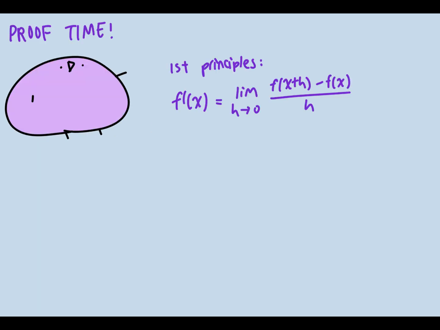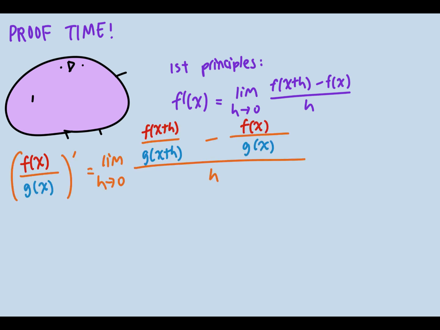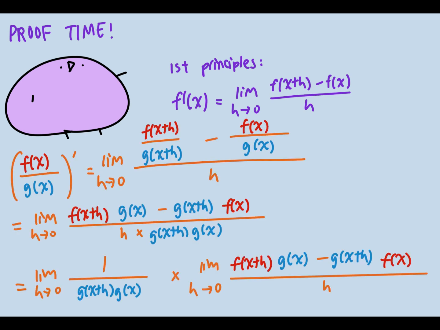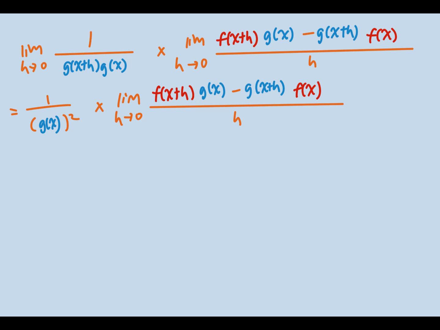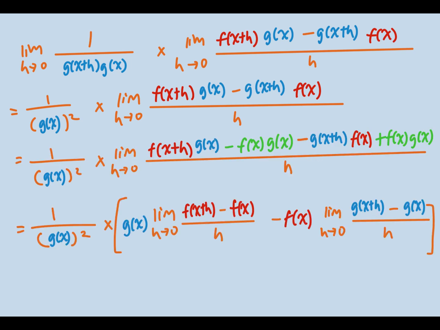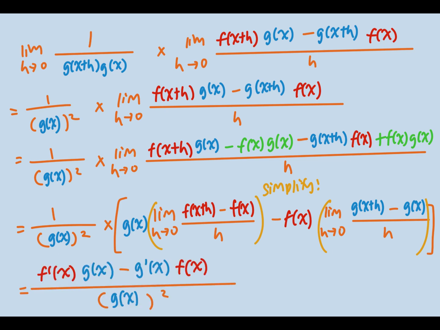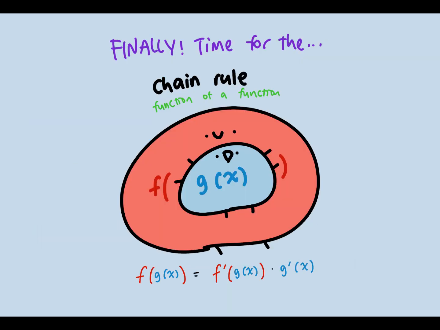Here's the proof using first principles. Once again, the tricky part is adding and subtracting f(x) times g(x) and factorizing everything out. It's important to recognize that these factorizations here are just the derivatives of f(x) and g(x). Finally, let's learn the chain rule.